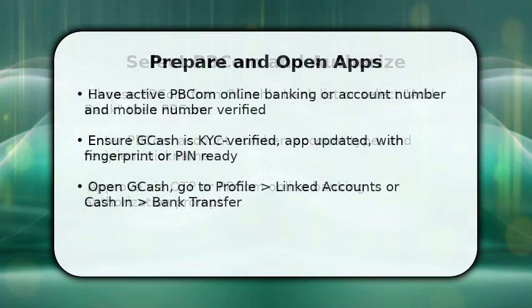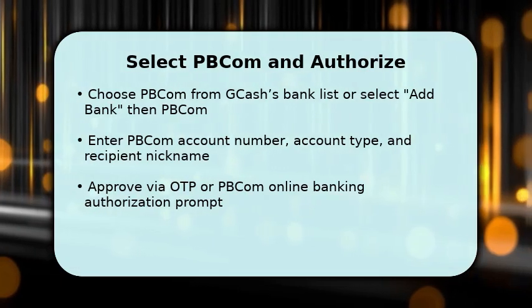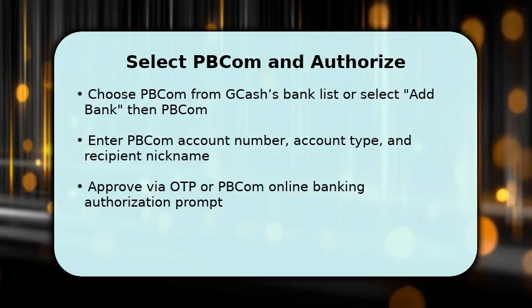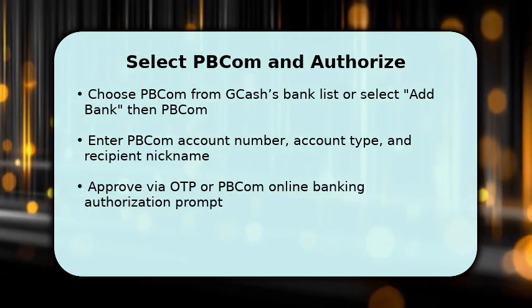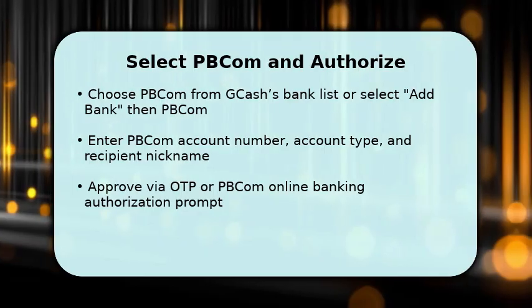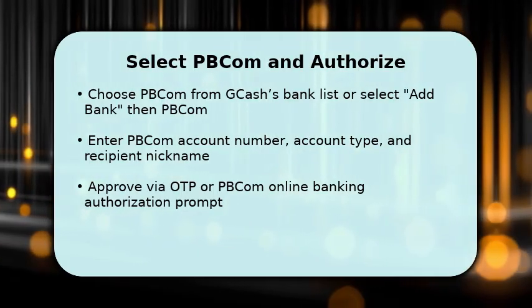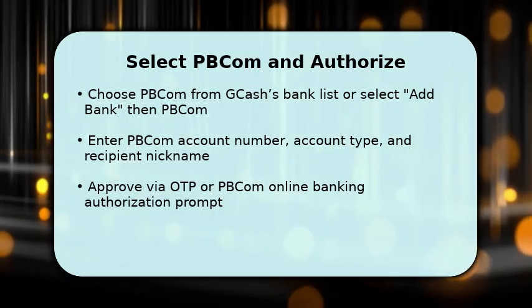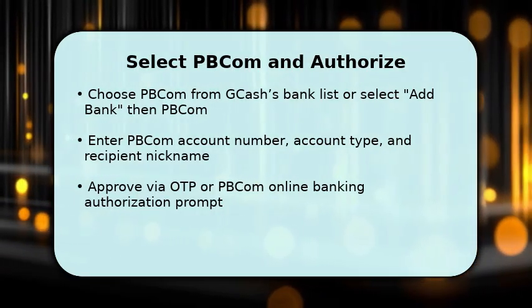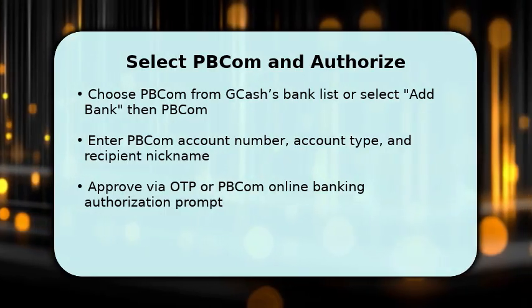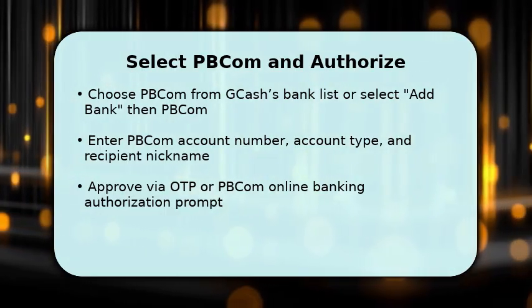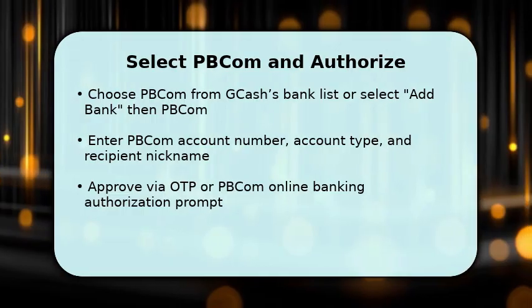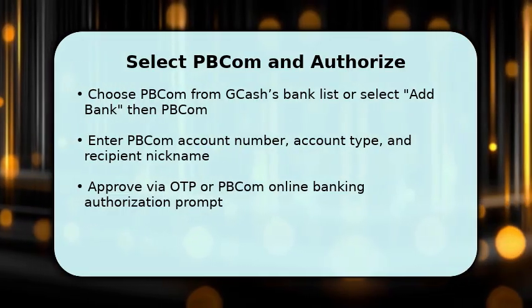Next, select Pbcom from Gcash's bank options and enter the exact Pbcom account number and account type. You'll also assign a nickname to recognize the account later. After you submit, expect an OTP to your registered mobile or a redirect to Pbcom's online banking to authorize the link. Approve the transaction as prompted. Make sure the account name matches your Gcash profile because mismatches trigger rejections.